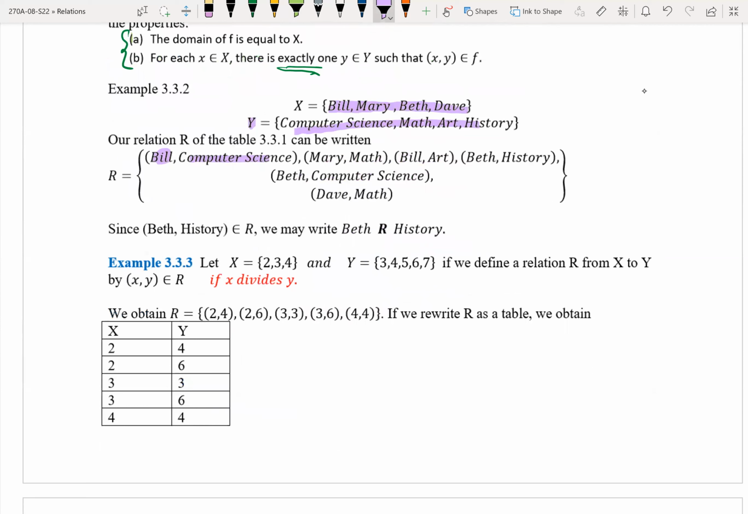So when the ordered pair of Beth and history is in that relation, that means Beth is taking the history course, right?